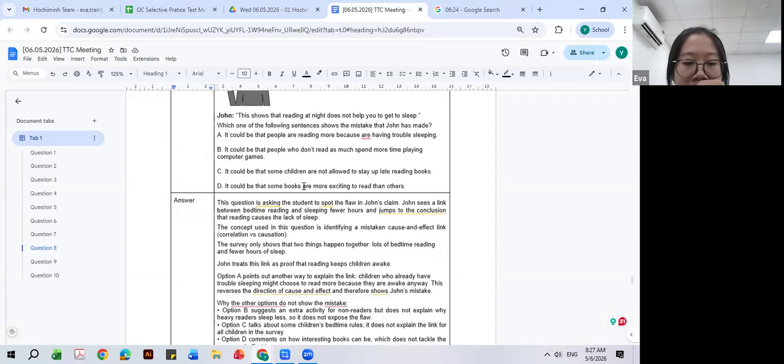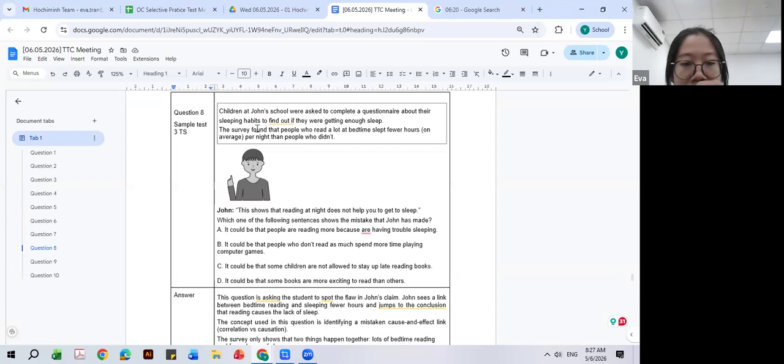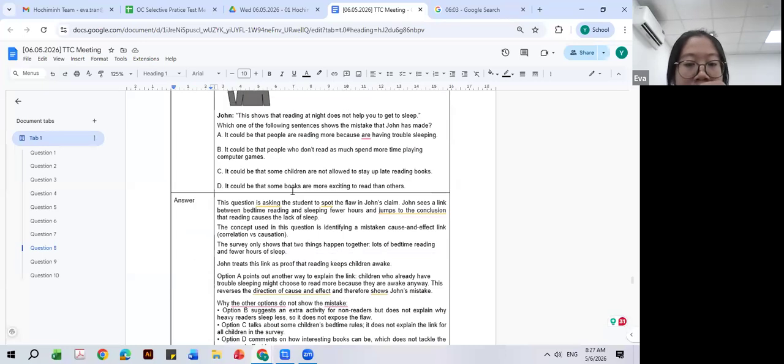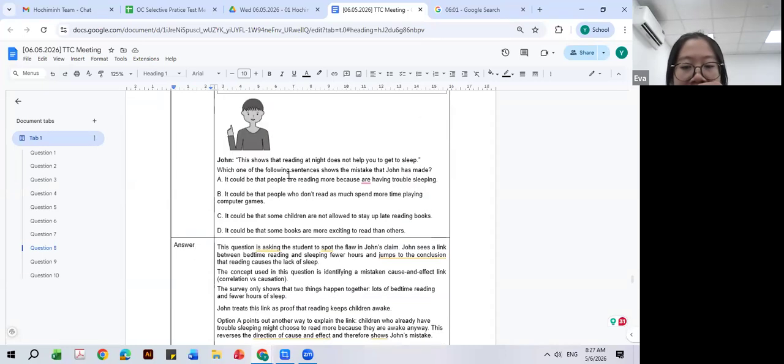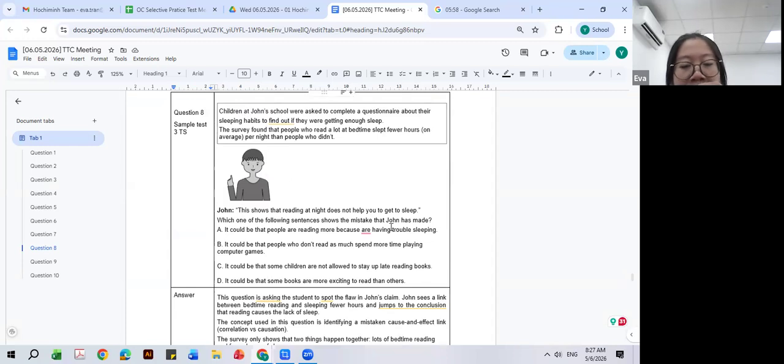From the information in the box, it just says that people who read a lot at bedtime sleep fewer hours per night than people who don't. And John assumed that, without eliminating the case that people who read at night are the people who have trouble sleeping. So we choose the correct answer, option A.